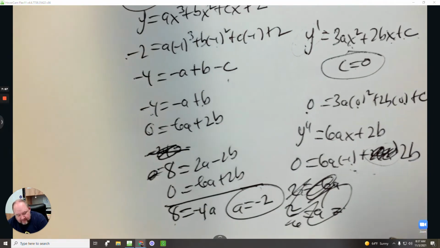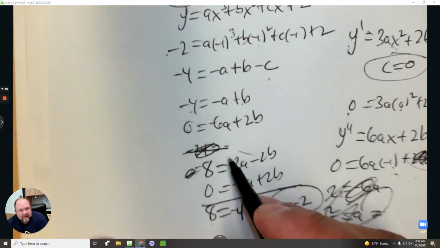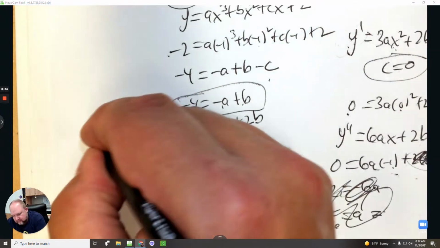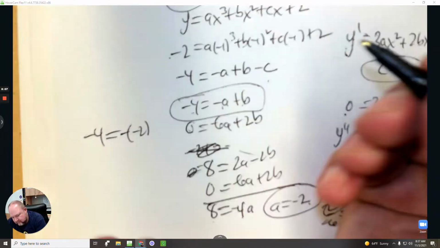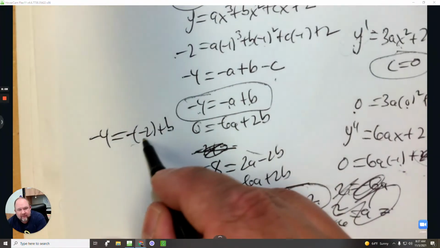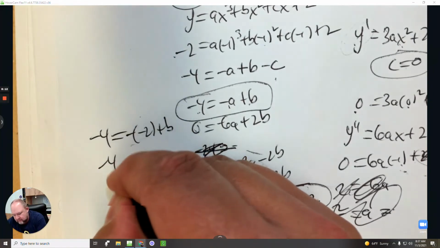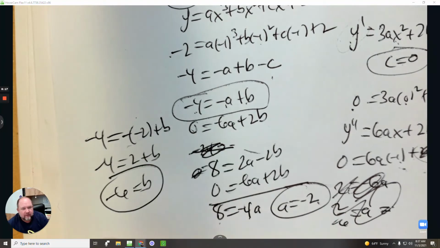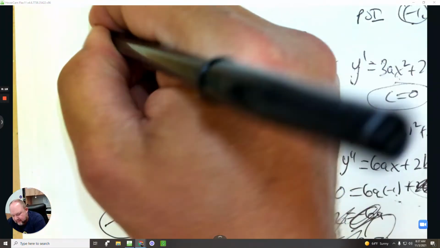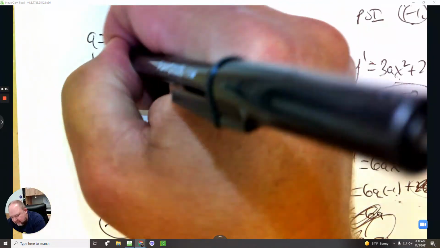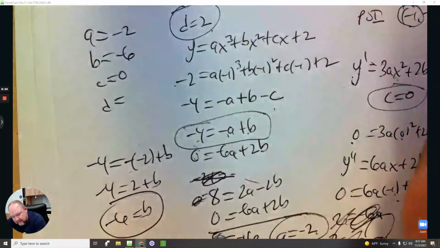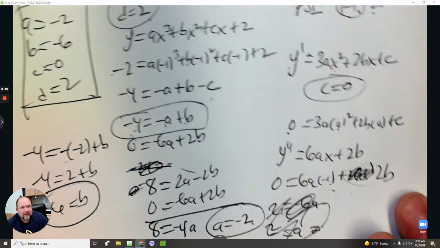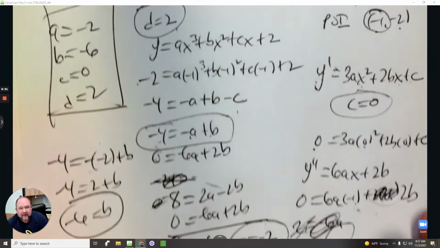What's left? B. So I'm going to come back into any one of these. So I'll go right here. If a is negative 2, a negative times a negative is positive 2. Subtract 2, and you have what b equals. B equals negative 6. So if I summarized it, a is negative 2, b is negative 6, c is 0, and d is 2. There you go. Quite a question. More algebra than calculus.